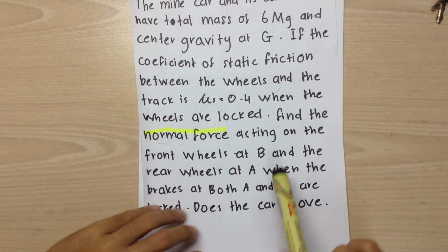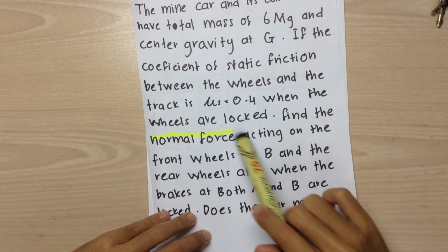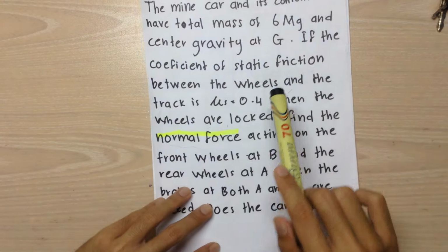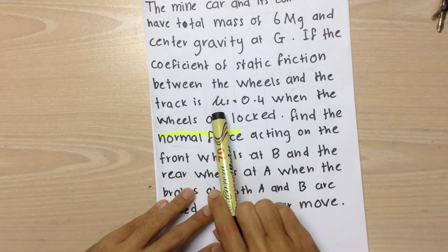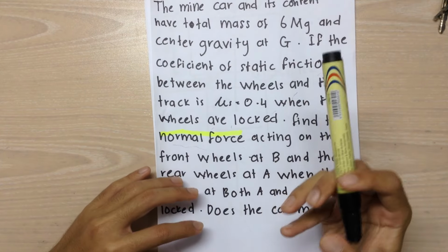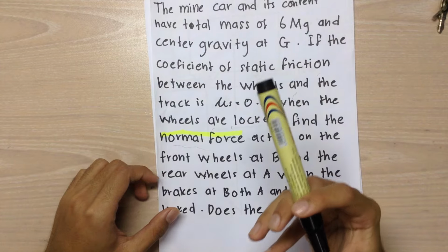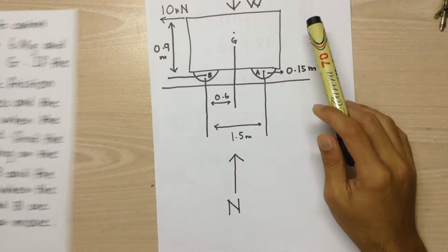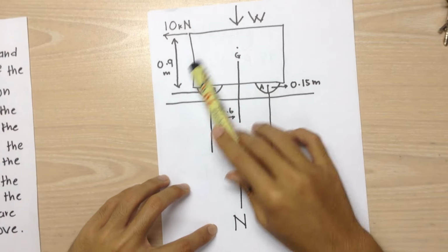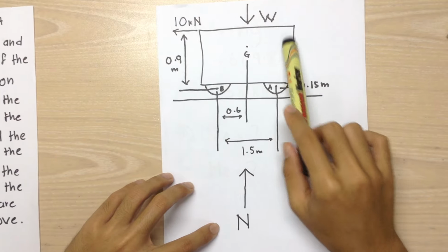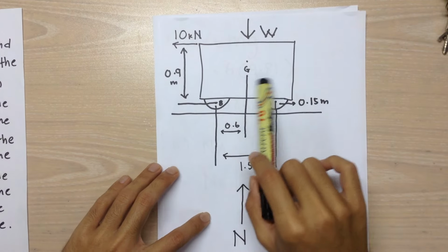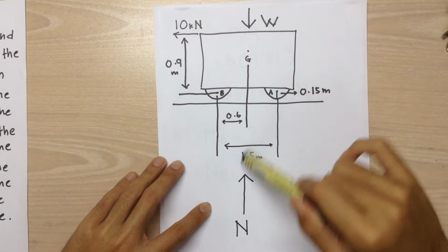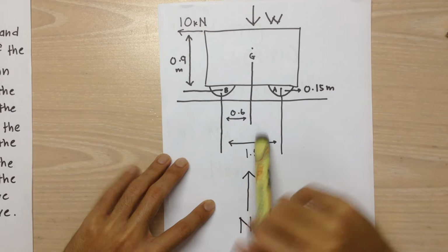Does the car move? So the question wants us to find the normal force. You guys know that μs is equal to μ static, which means that the object does not move and it's static on the plane. This is the diagram that the question showed. So it gives the force, distance, width, and the normal force.